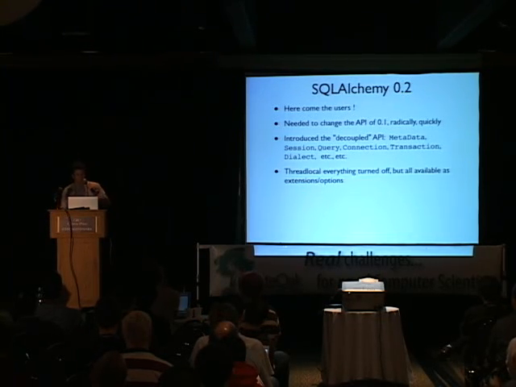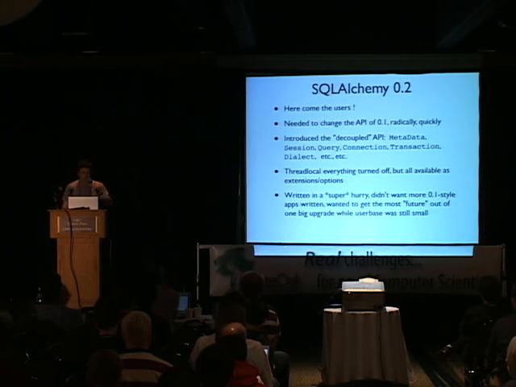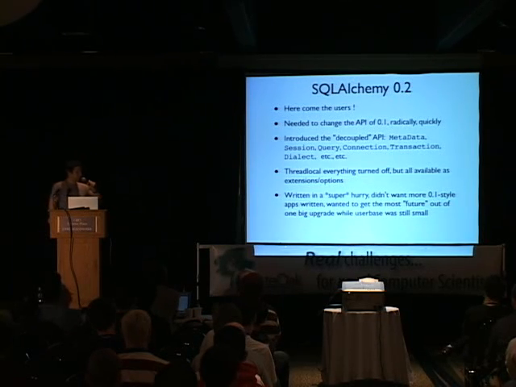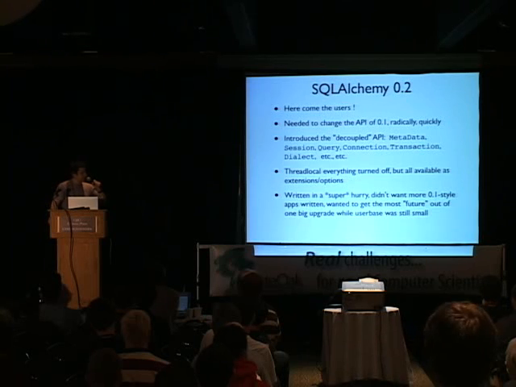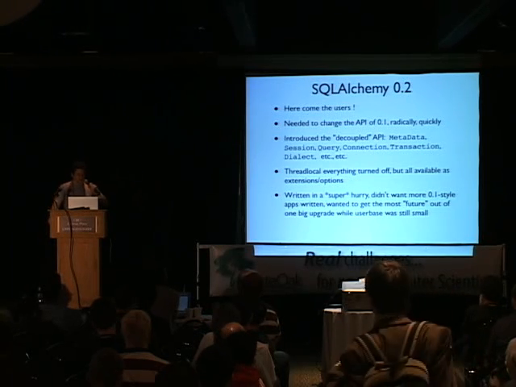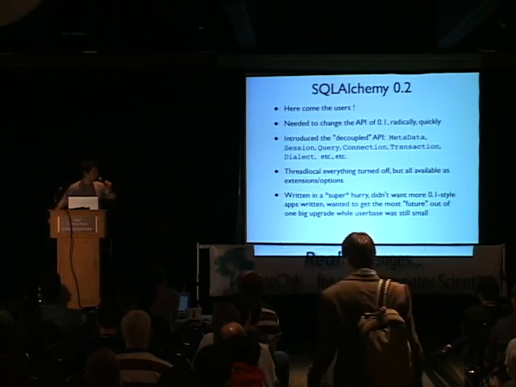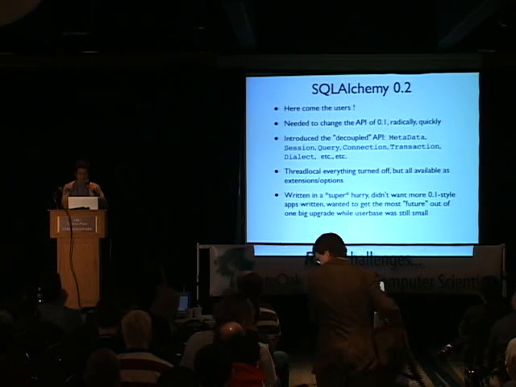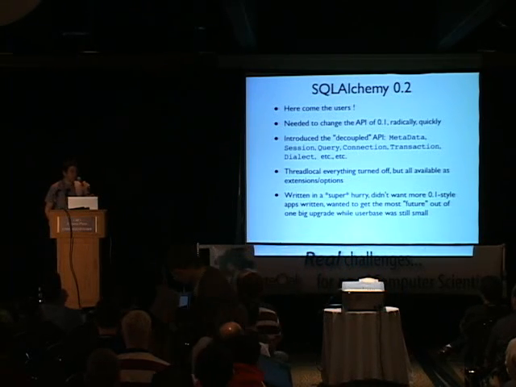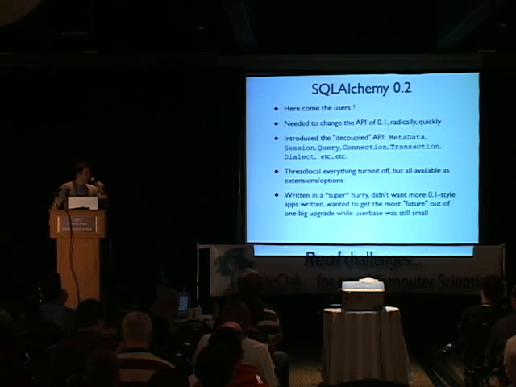Thread local, everything turned off, but we left it optional. And we wrote it really fast. 0.2, I wrote in like 3 weeks because I really wanted to change how people were doing things. Once 0.1 was out for a few months, I could see that I wanted to change how it was being done, and I didn't want people writing more 0.1 style applications. And the user base was still pretty small, so I made the choice to have all of the pain right there up front.